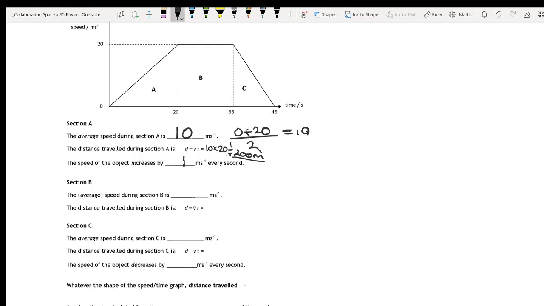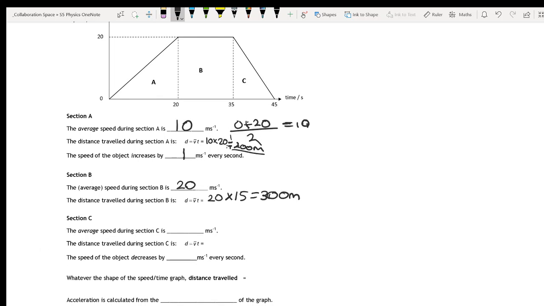Section B is the rectangle part where it's travelling at a constant speed. So the average speed during section B, the speed isn't changing. So yeah, 20. And the distance travelled is the average speed times the time. So 20 times 15 this time, which is 300 meters.